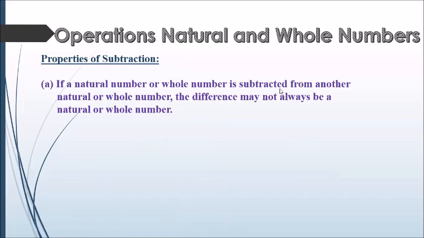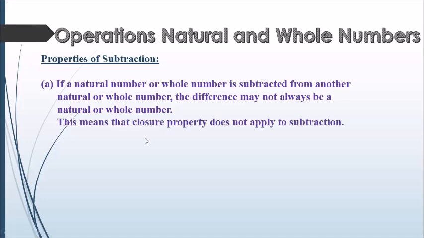We did the rules of natural numbers and whole numbers a while ago, and in that we saw that if you are subtracting natural numbers, like 50 minus 60, it was coming minus 10. So we know that the answer is not always going to be a natural number. This means that the closure property does not apply to subtraction.